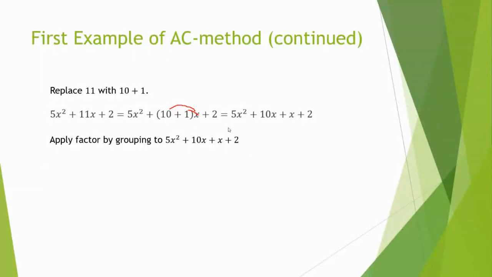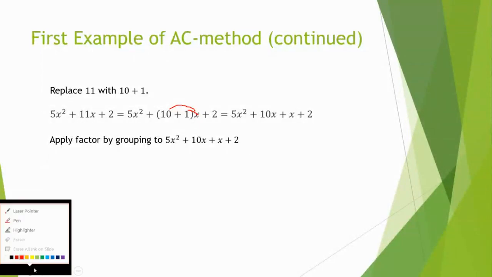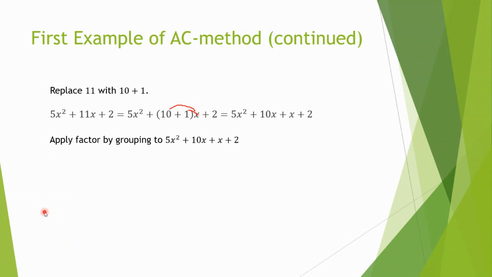So what do we do now? Well, we apply factor by grouping. That's what we're going to apply. Okay, that's good. So remember, what we do first when we do factor by grouping is we always find the GCF of this, the GCF.